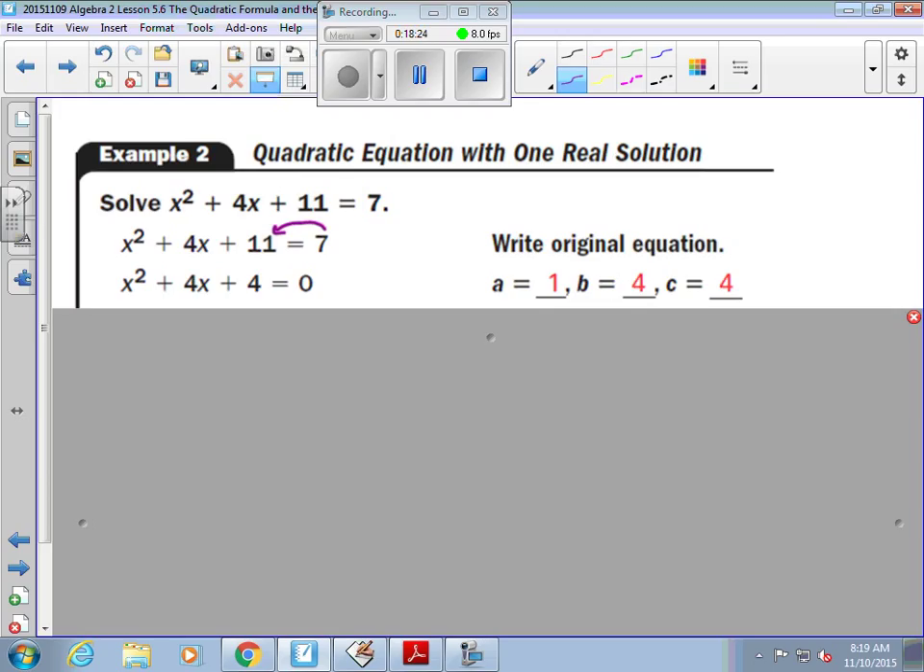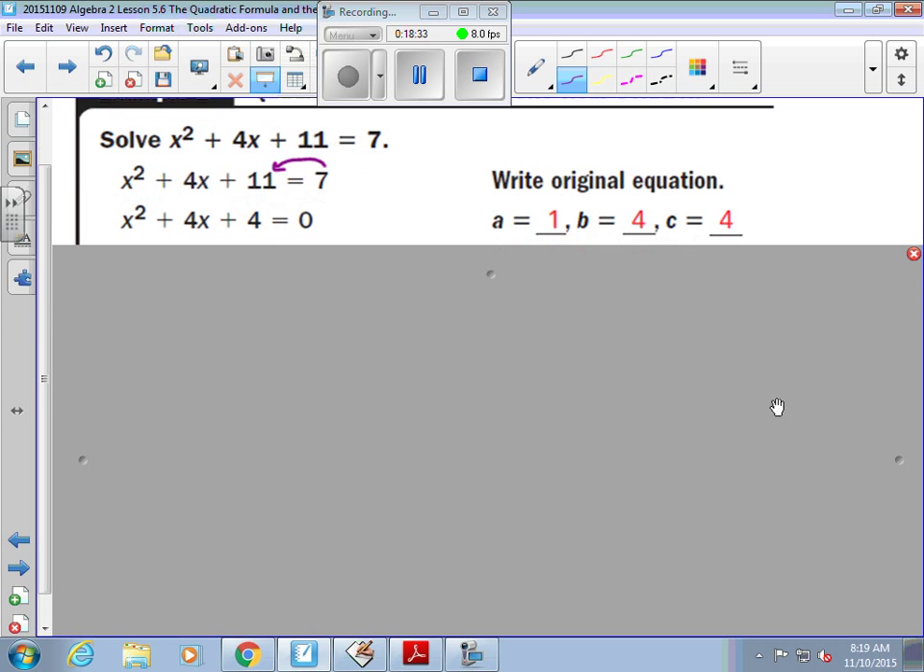When you're talking about it being equal to the number 0 on the right, we're going to get one real solution. Actually, we'll talk about that in just a second. But again, A, B, and C. A is 1. That's the unshown one, 1. B is this 4. C is this 4. So 1, 4, and 4.